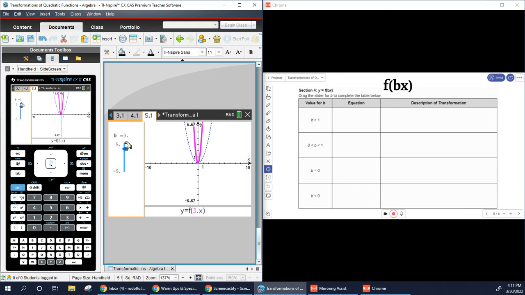But now we're looking at the function where you're dealing with the inside. We're now going to refer to it as a horizontal transformation. So inside is going to be a horizontal transformation because you're affecting the x value. And the x-axis, if you think about it, the x-axis is horizontal.